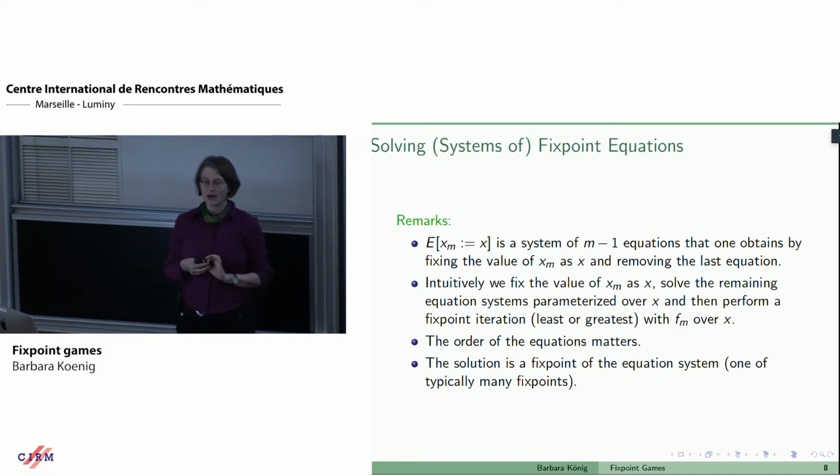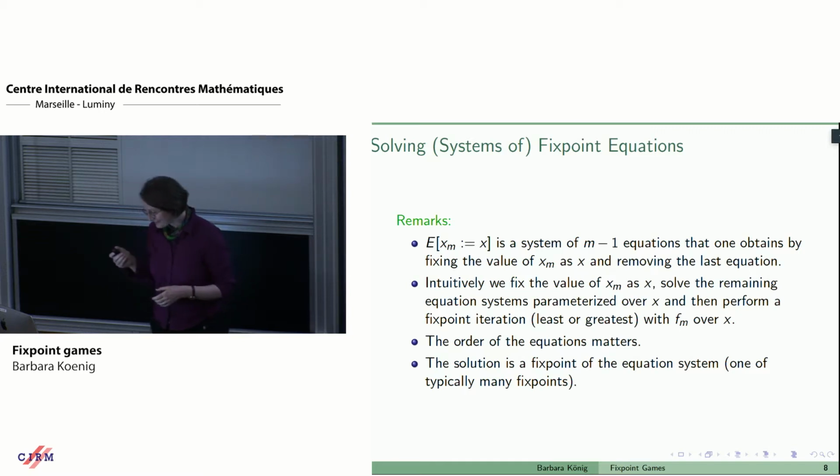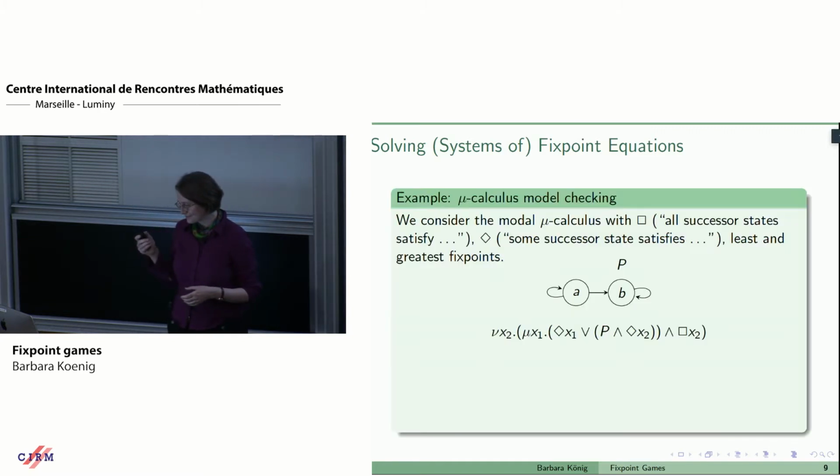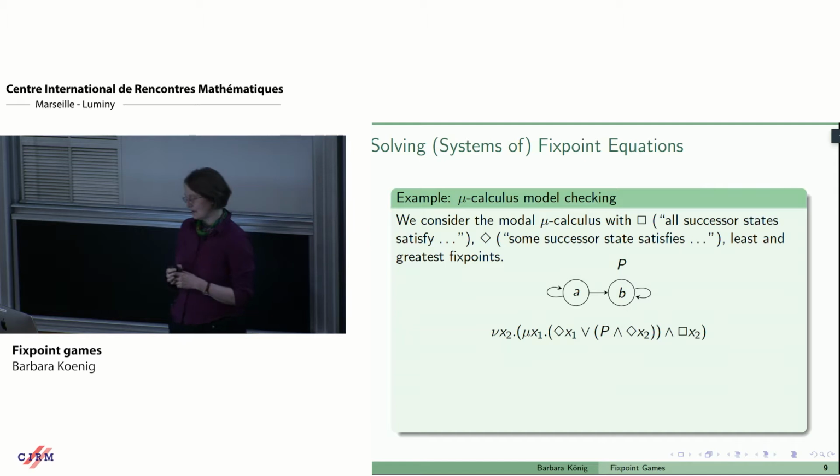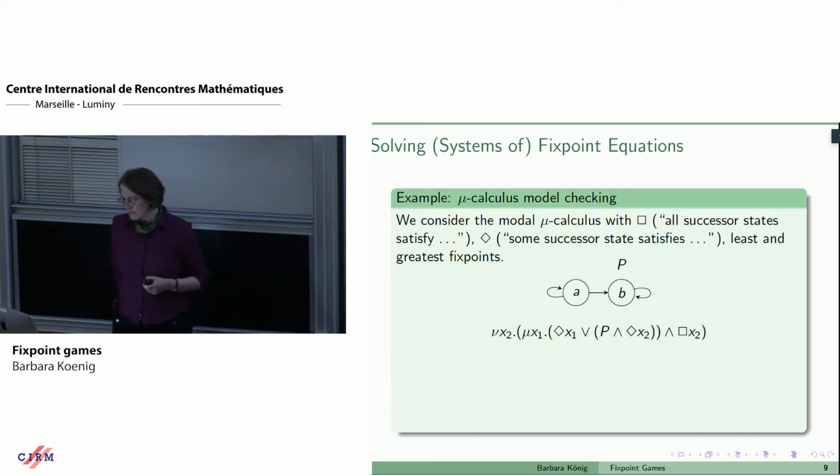I've also been trying to characterize this fixed point as the fixed point in the set of all fixed points that satisfies certain properties. But that seems kind of difficult. So if somebody knows how to do this, I would be happy to talk about it. Okay, so let's maybe look at mu calculus model checking and see how this is related.